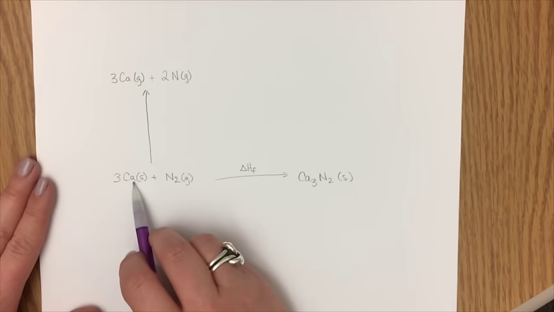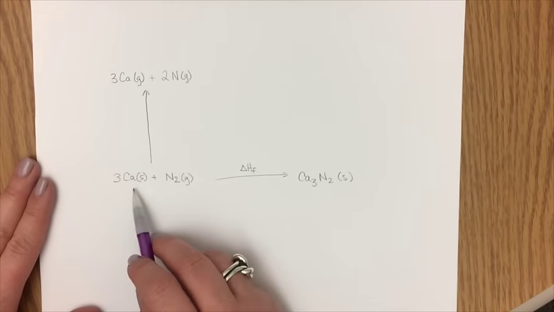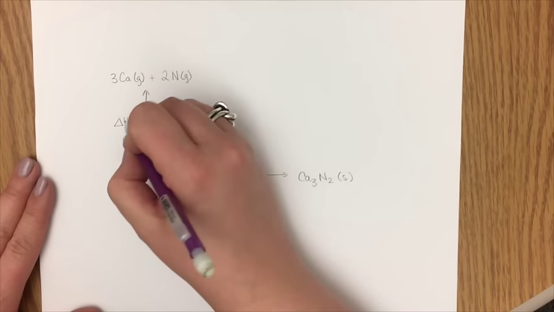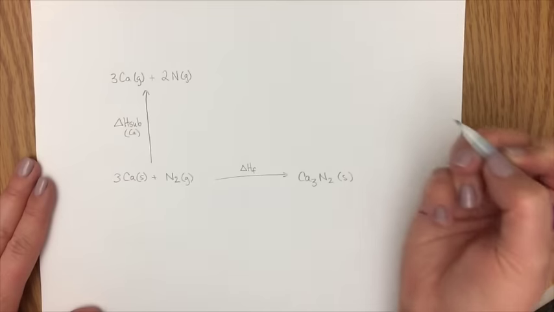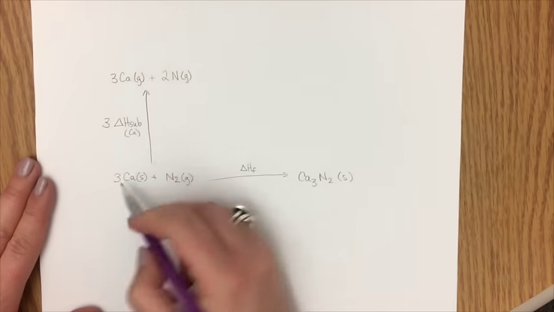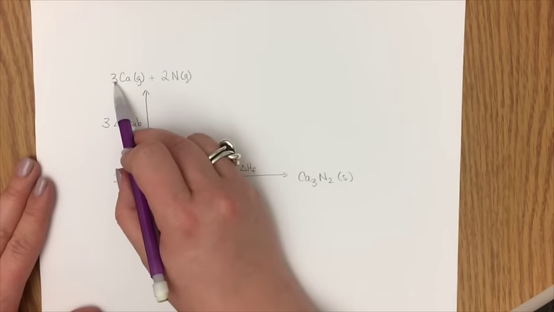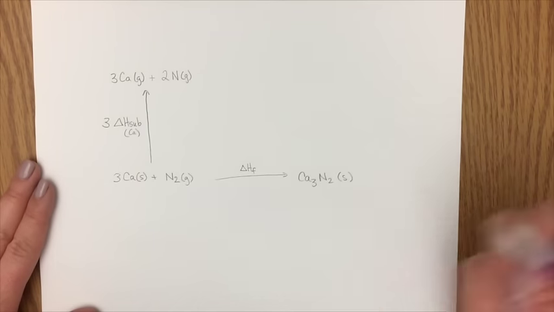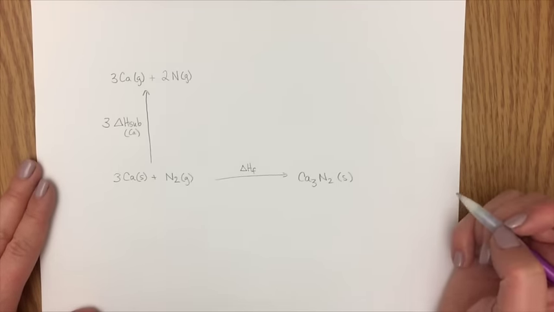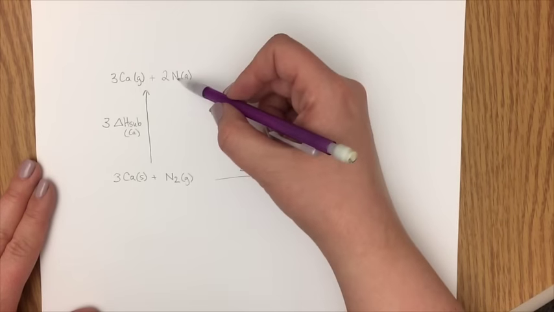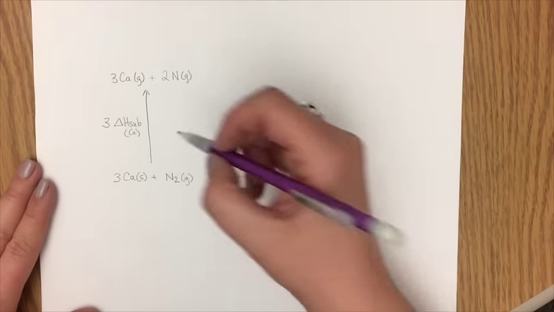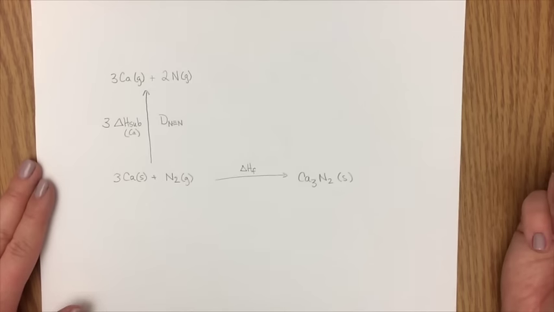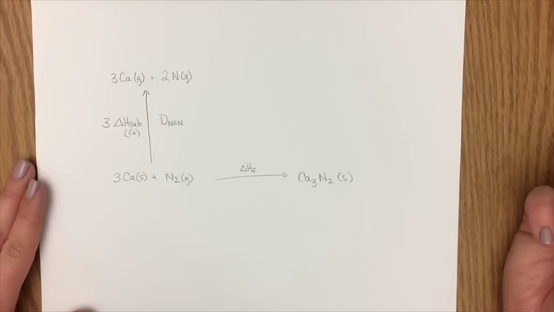So how do we get from the solid to the gas? In this case, for calcium, we would need the delta H of sublimation for calcium, and we would actually need 3 of those. Why? Because we have 3 moles of calcium and 3 moles of calcium gas. So we need 3 times the normal delta H of sublimation, which would be for 1 mole. How do we get from nitrogen to nitrogen atoms? To do that, we're going to have to break the nitrogen triple bond in the nitrogen molecule.